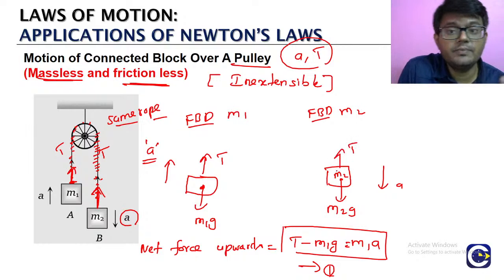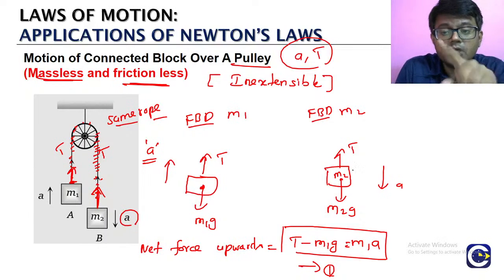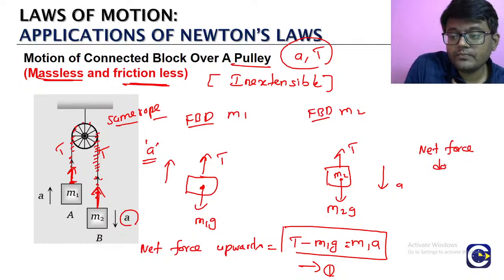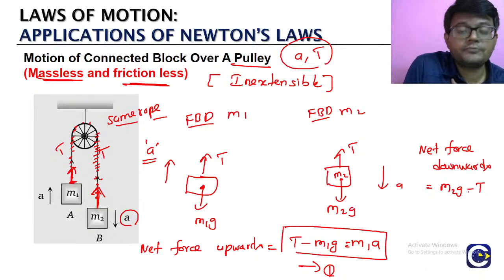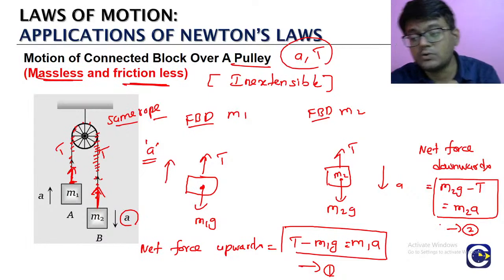So tension here will also be in the rope. Into the rope means what? Here it is upward, because of both forces it is going down, right? Net force downwards means what? Downward force minus upward force. This is equal to what? Mass of the object into its acceleration. So what is equation 2? M2G minus T is equal to M2 into A.